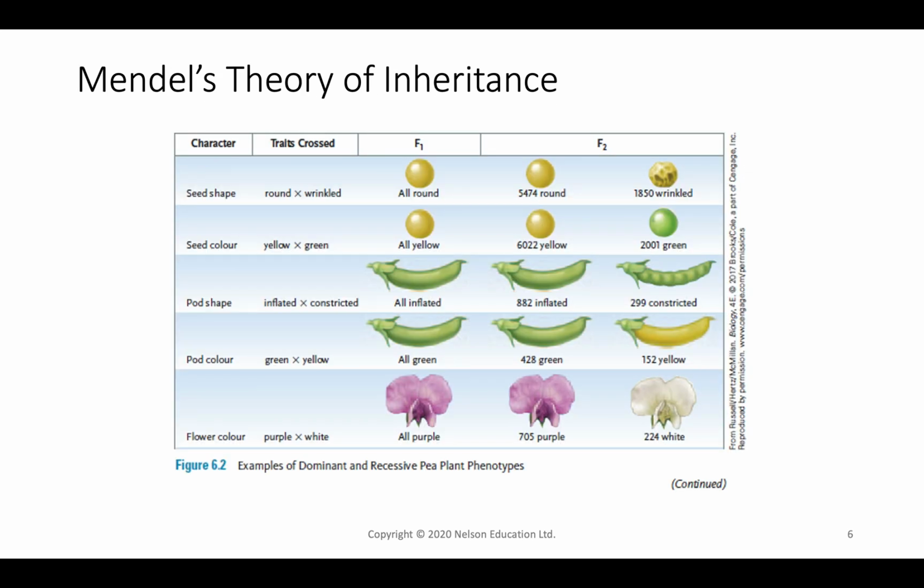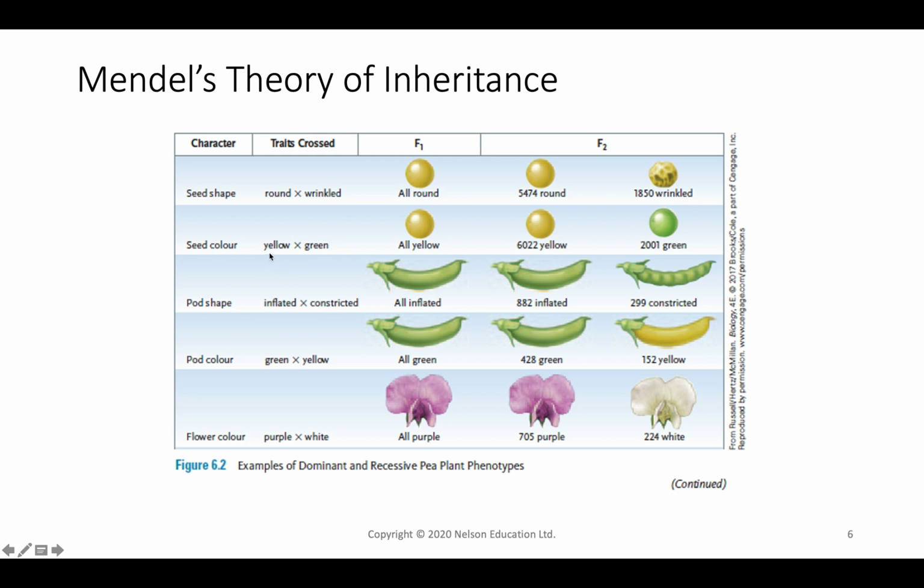Here's a series of the different types of traits that he looked at. So he looked at seed shape, seed color, pod shape, pod color, and flower color. And then what he did was he would cross these. So he would cross a round with a wrinkled and see what he got. He got 100% in the first generation all round. So that means that round is dominant over wrinkled.